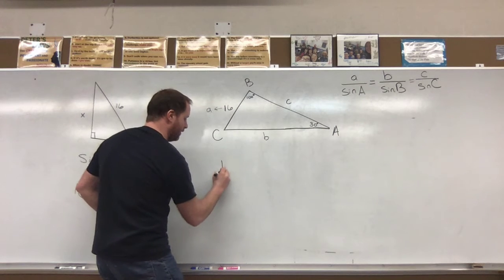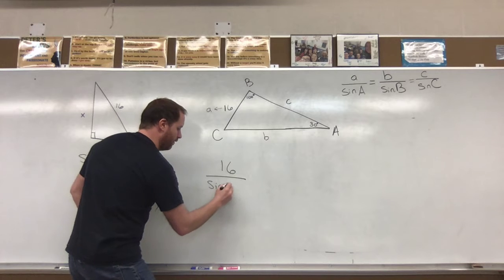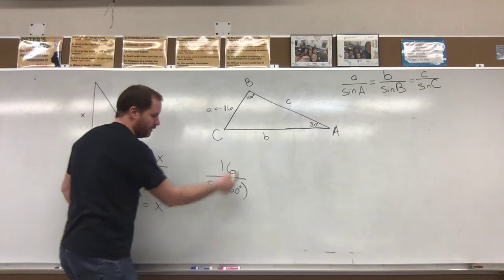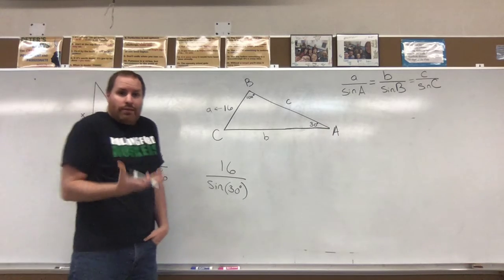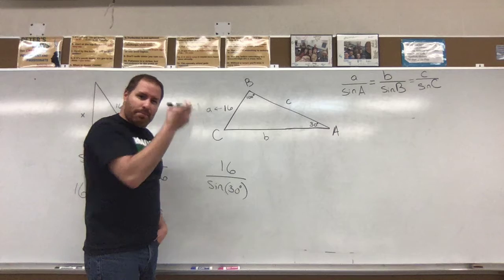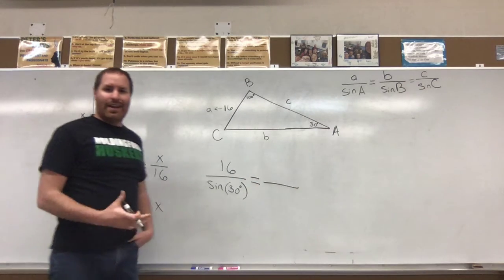I've got 16 here, and that is across from the sine of 30 degrees, right? Because 16 is across from 30, 16 is across from 30 in my equation. That's where they go, right? And then I'm just going to set up that proportion. That proportion has to hold for any other side and angle also.